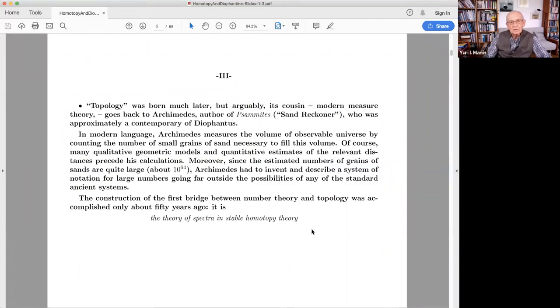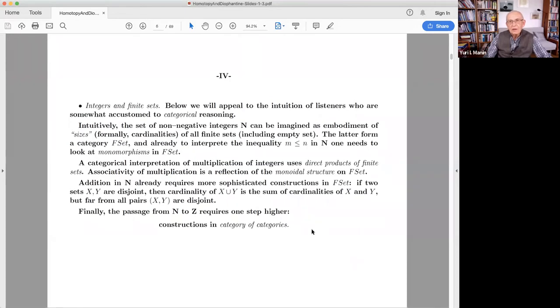But of course, in order to explain what I want to say, I will have to explain at what point of topology we start and to what point of number theory we will end, or vice versa. And I will have, unfortunately, to appeal to the intuition of those mathematicians in the audience who are somewhat accustomed to categorical reasoning. You remember, a category consists of objects and morphisms between them, and this is the main structure that you should have in mind.